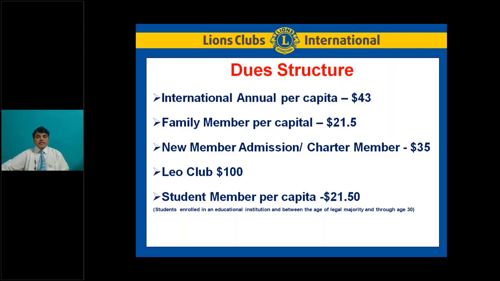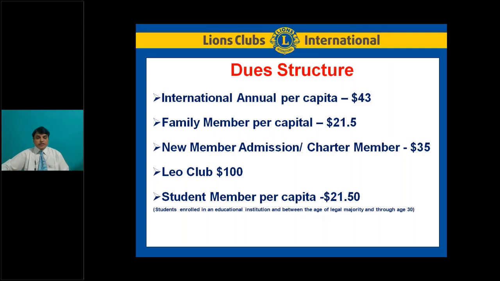Now LCI has got board approval that you can add unlimited members into a Leo Club, and $100 will be paid by the parent club for all the members. When it comes to student per capita members, the age should be between 18 and 30 years, and they should be studying. You need to provide certain documents as eligibility.